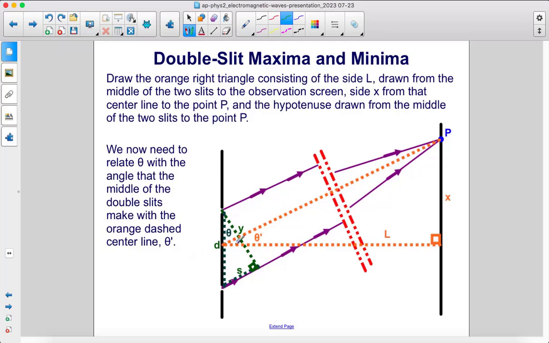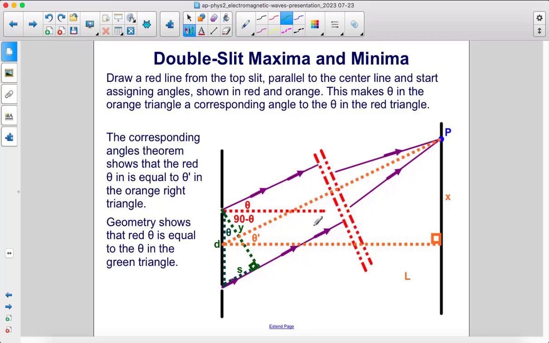All right, so next we're going to draw this dashed line here, right from the middle of d over to the observation screen and then up to point P. So we have a right triangle here. What we are going to now show is that this angle theta is equal to this angle theta. It's time for a little geometry. All right, so now if we draw a red dashed line here that's parallel to this orange line, we have a right angle right here, which means if this is theta, that means this angle is the complement. It's 90 minus theta, right? This angle plus that angle must equal 90.